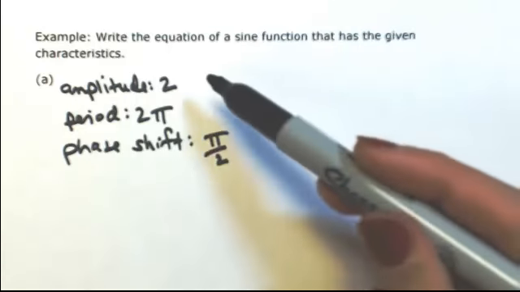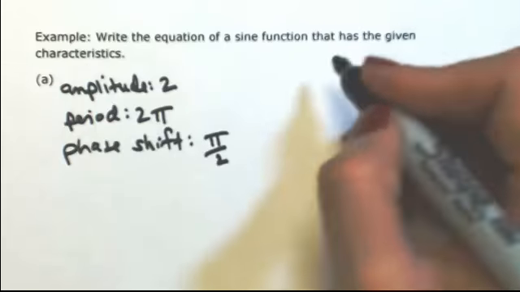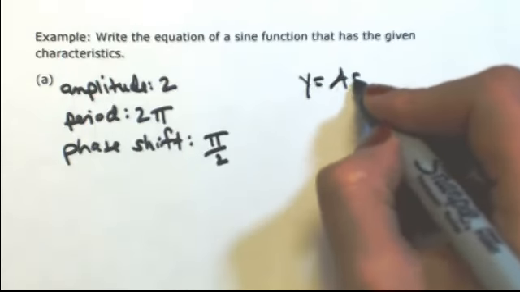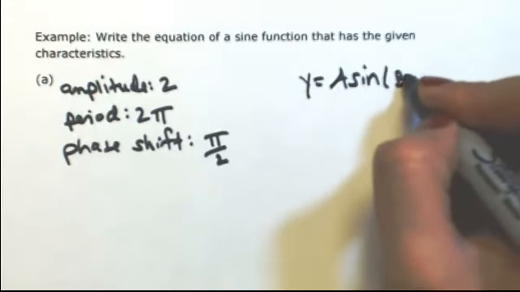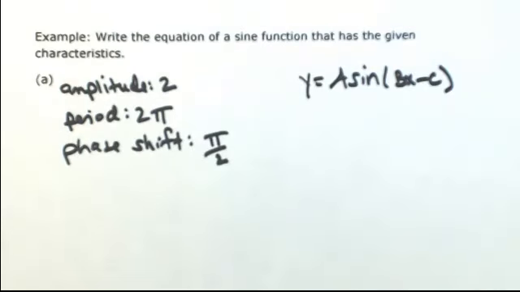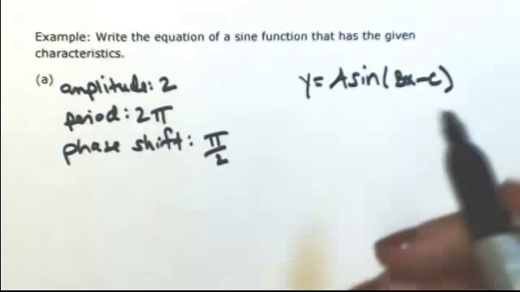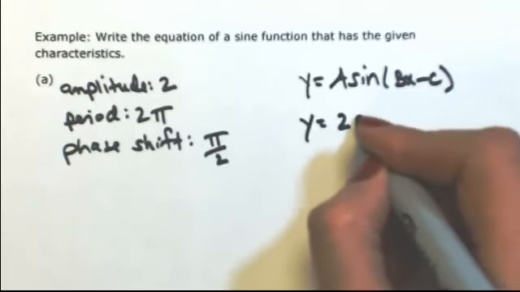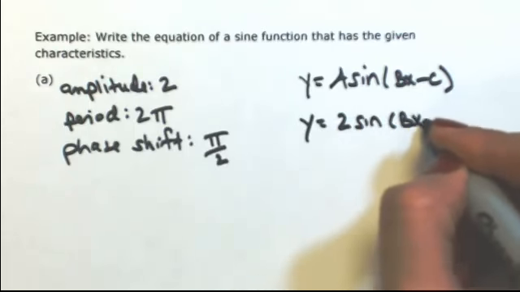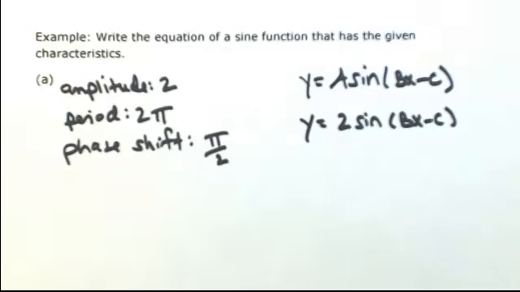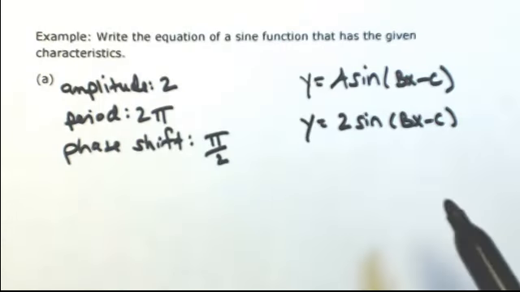So we have an amplitude, a period, and a phase shift. So in general, we can write this as y equals a sine bx minus c. A is the amplitude, so I can drop in 2. Keep in mind it could have also been negative 2. The absolute value would still give you positive 2.